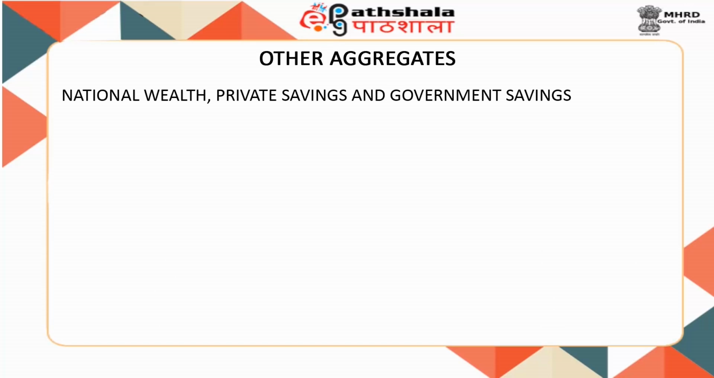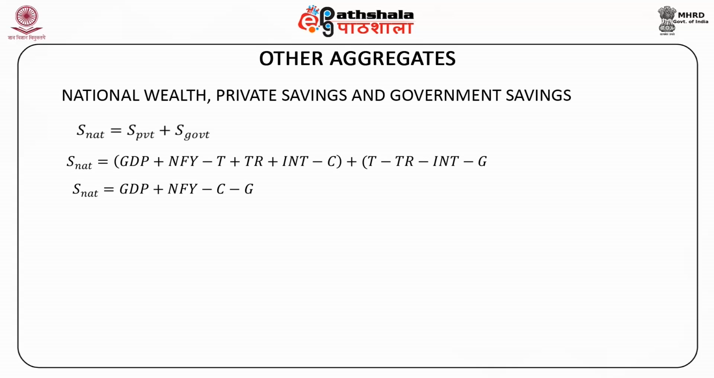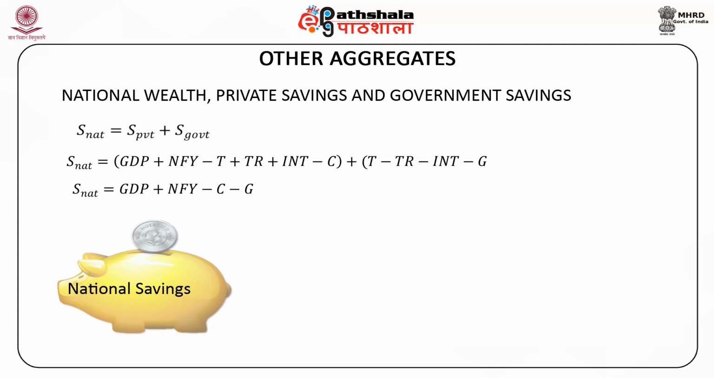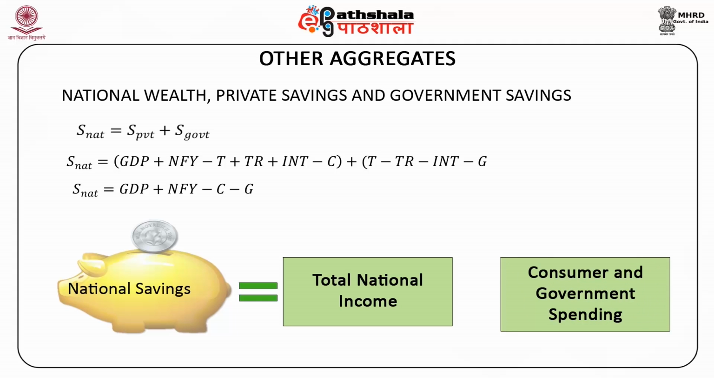As stated above, the national savings are the sum of government and private savings. Therefore, the national savings can be written as private savings plus government savings. That is GDP plus NFY minus C minus G. This equation illustrates that the savings in a nation are equal to the total national income, both domestic and net income from abroad, minus spending by the consumers and the government.